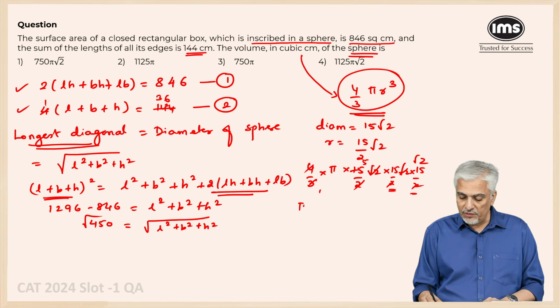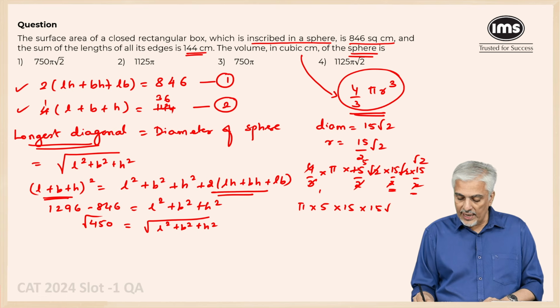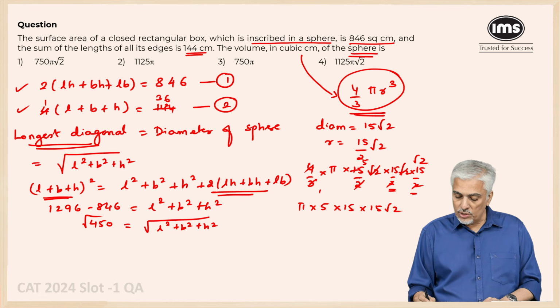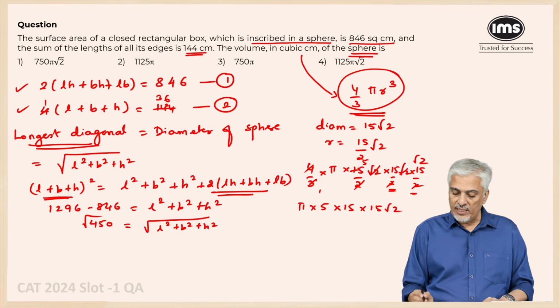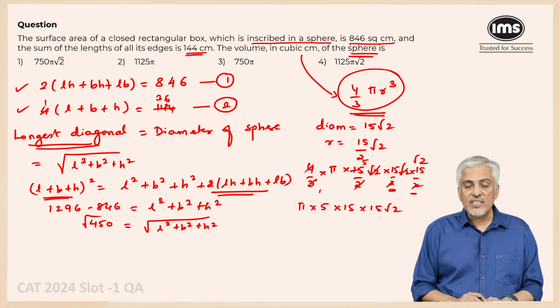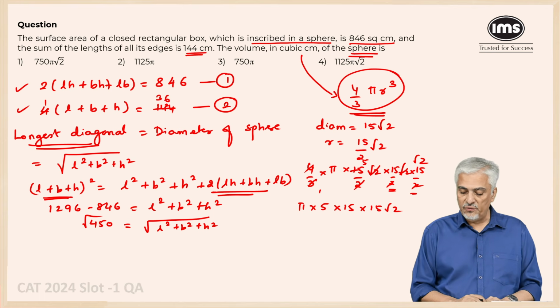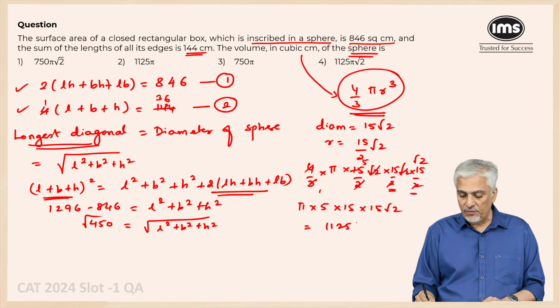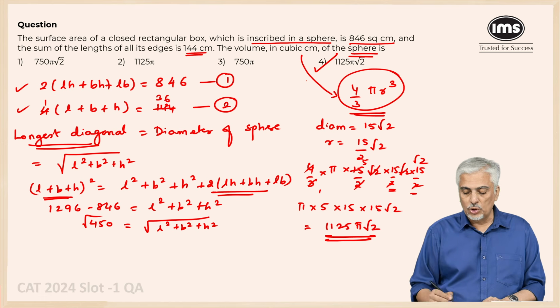So in the numerator, I'm left with a pi, I'm left with a 5, I am left with 2 15s and a root 2. Nothing else, right? So we are left with a 5, 15, 15 and a root 2. 15 15s are, we know, is 225, 225 5s are should be 1125. So answer is 1125 pi into root 2, which is the fourth option.